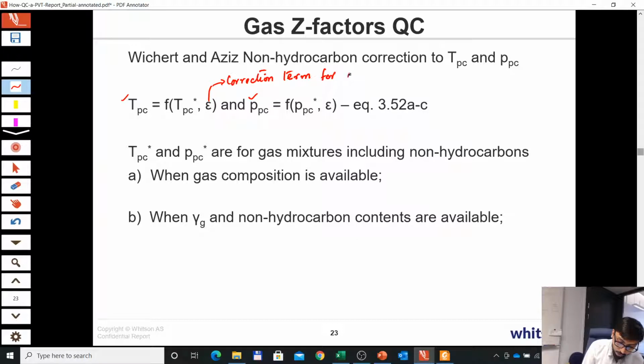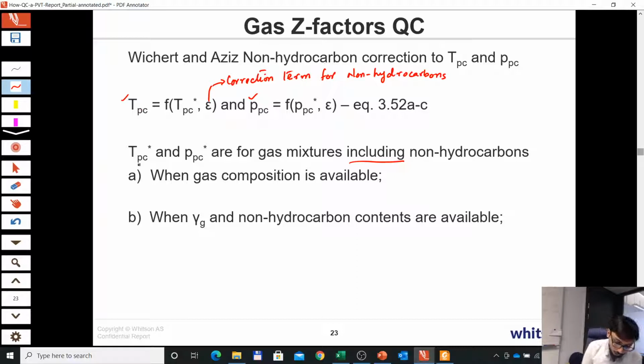For non-hydrocarbons. This is a correction term, and again, these equations are given in the monograph for how you calculate the epsilon value. TPC star and PPC star are the pseudo-critical pressure and temperature of the entire gas mixture, including the non-hydrocarbon contents. Once you have this TPC star and the epsilon value, you can get the corrected values of the TPC and PPC, which you can then use for calculating the gas Z factor.